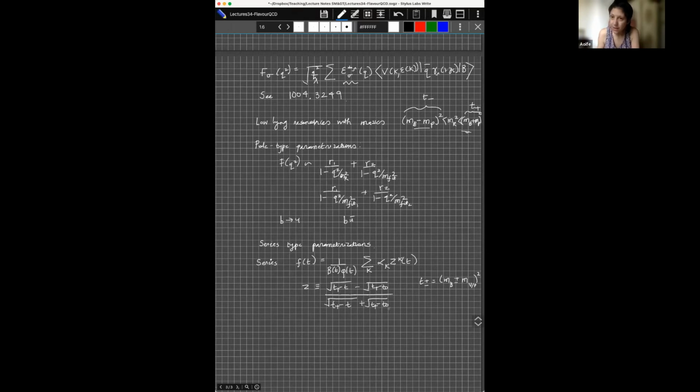Now you can derive, if you want this series to converge, you want your z to be small. So you can derive the optimal choice of t naught in order to get the smallest z. And this is called t naught optimal. And that's given by t plus times 1 minus the root of 1 minus t minus over t plus. Okay, so you can probably derive that yourselves. So this is the optimal t naught to reduce z in the physical range.